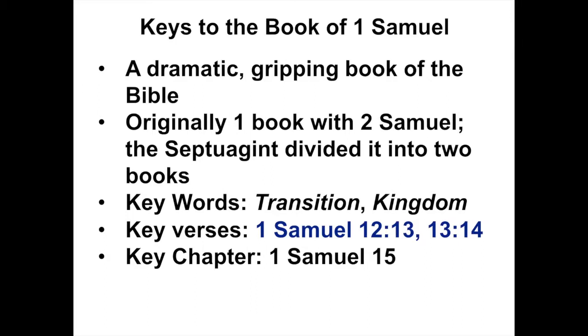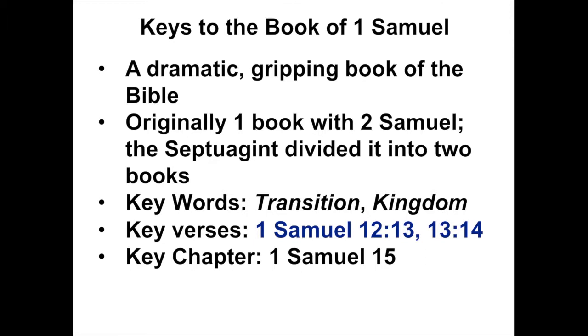Now, when I say stories, I'm not trying to imply for a moment that they're not true. They're true stories, but they're wonderful stories nevertheless. 1 Samuel is also interesting because it was originally one book with 2 Samuel. It was the Septuagint, the Greek translation of the Hebrew Scriptures that was done in the neighborhood of 150 years before the time of Jesus. The Septuagint originally divided it into two books. So at one time, 1st and 2nd Samuel were one book together, basically called the First of the Kings. And then it was divided into 1st and 2nd Samuel.